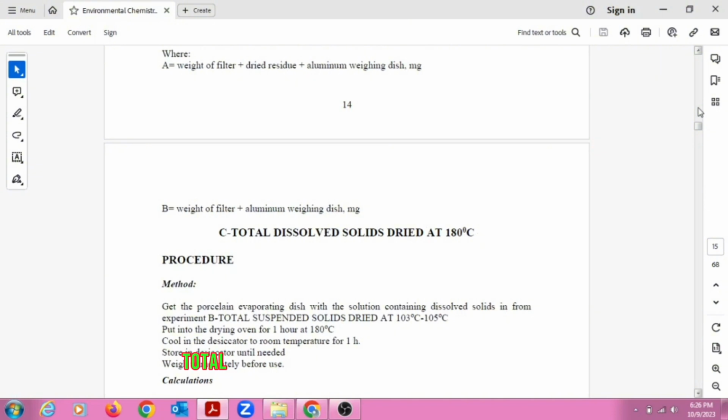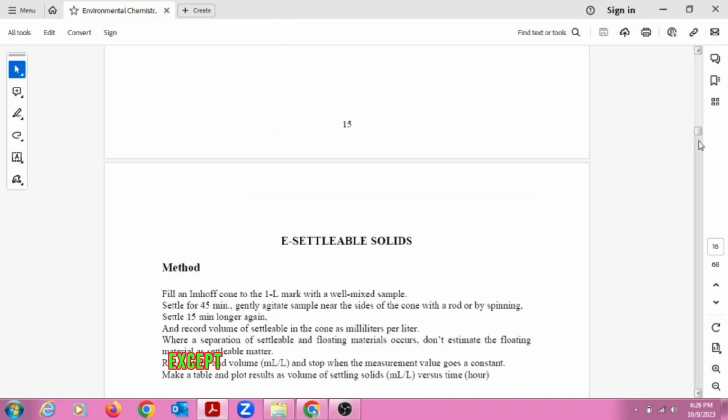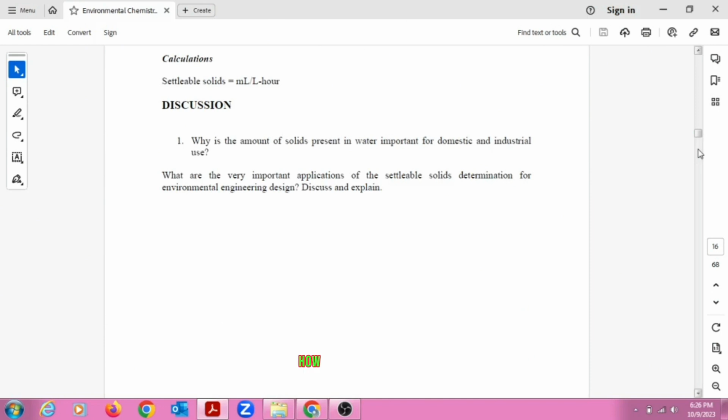For total dissolved solids, you dry at 180 degrees C, for total solids you dry at 103 to 105 degrees C, and for fixed and volatile solids you go to 550 degrees C. Calculations are involved in all cases for computing every kind of solids except settleable solids, where you don't need any calculation. You only record the time and the volume, in milliliters per liter. You start the stopwatch for around 30 to 45 minutes, depending on the quantity of sludge or solids present in your water sample.